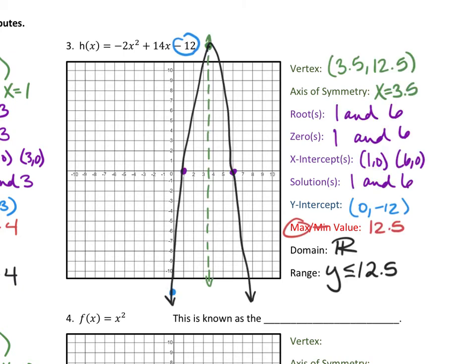Yeah, so hopefully you noticed this one got a little bit out of hand. Two of the coordinate points we needed, the vertex and the y-intercept, were off the graph that I gave you, but you can always just estimate, okay? We're making good sketches here.